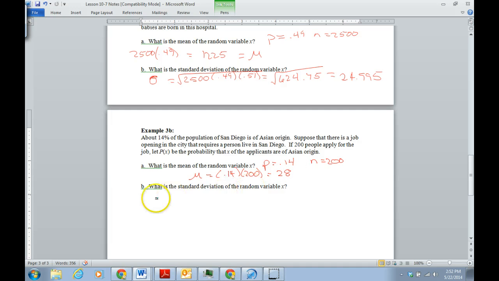Okay, so let's find the standard deviation. That is going to equal the square root of npq. So 200 times 0.14 times 0.86. If you find that, that's going to be 4.91. Wait, how did we get 0.86?